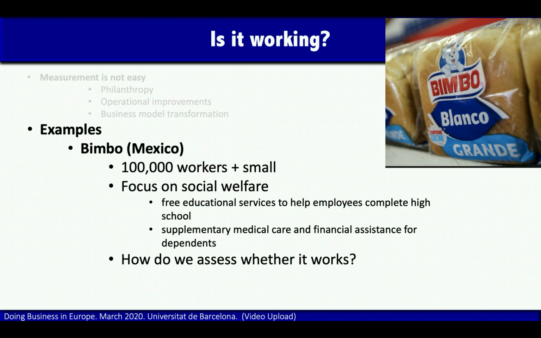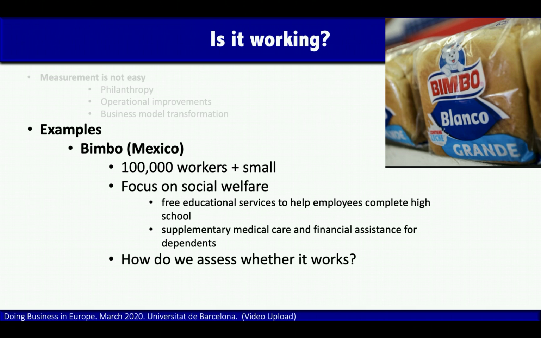Now, another company, I'm sure you've seen it here, or in the US or many places you've been. Bimbo has over 100,000 workers in Mexico, and small businesses that are relying on Bimbo for survival because they're part of the big business. What Bimbo is doing in this case is focus on social welfare. It gives free educational services for employees and supplies them with medical care and financial assistance. This program is catered mostly for the workers and the workers of the firms that are very closely related to Bimbo.